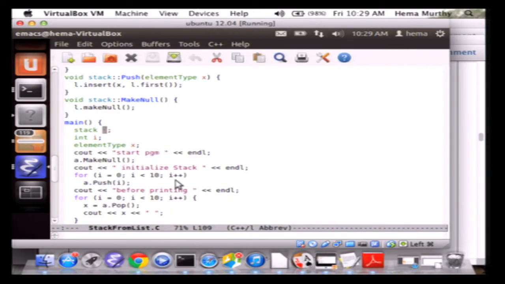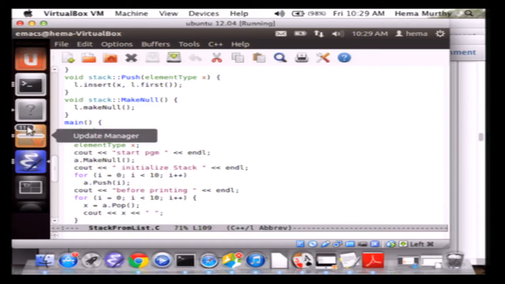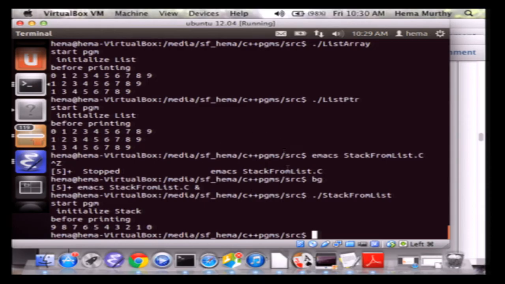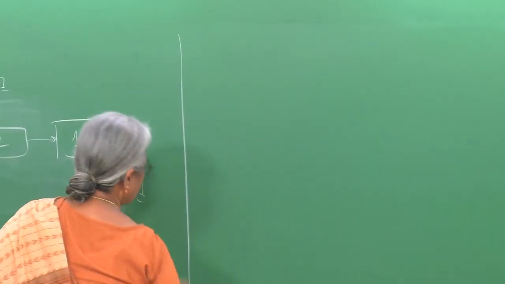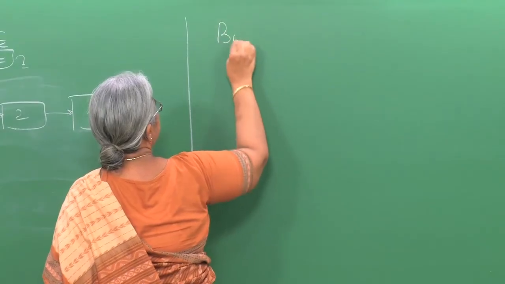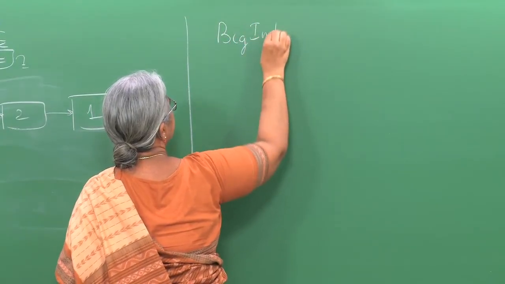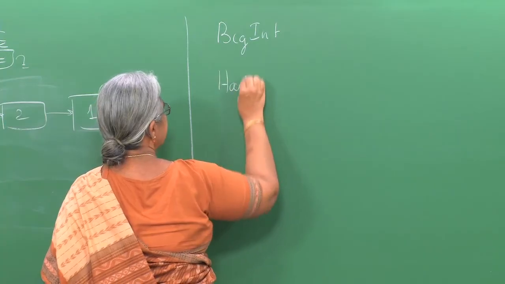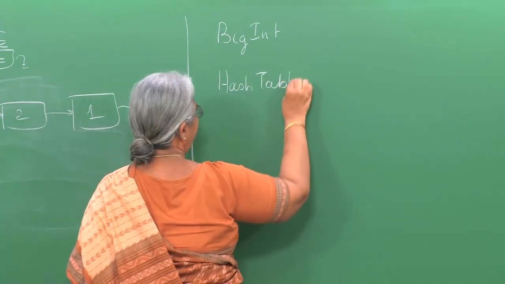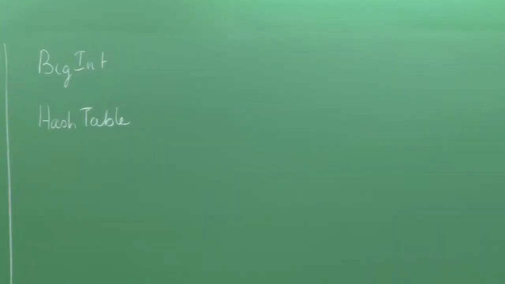So what did we do? We pushed the elements 0 through 9, and then we printed the elements that were popped off the stack, and this is what we saw. This should give you an idea about how to use an ADT in a given list. Now let's get on to the two problems that have been given to you to solve using lists. One was the big int problem. Another is the hash table problem. Let's look at each one of them in detail.